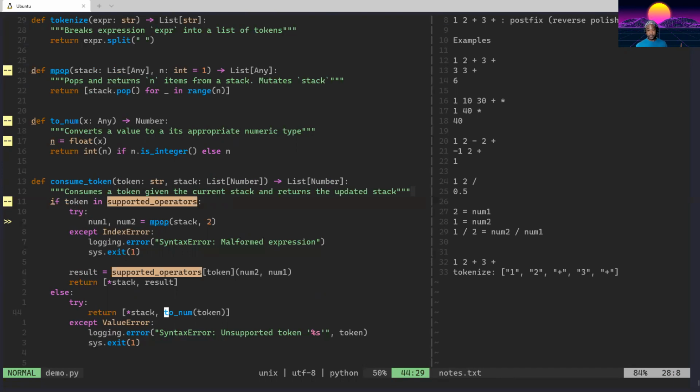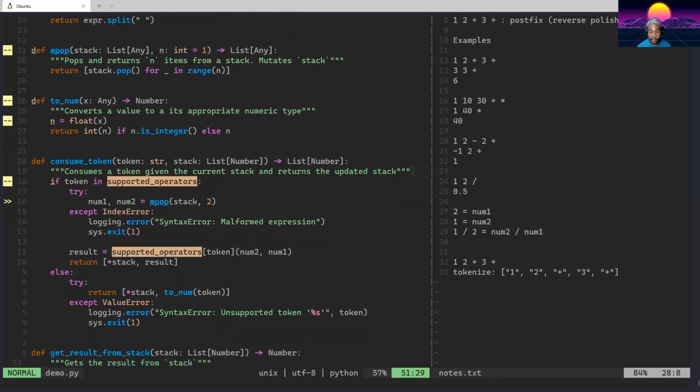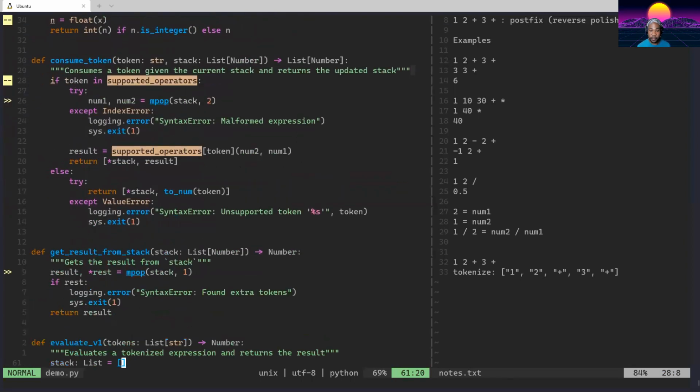Now, if this fails, let's say we had the modulo operator in our expression and we don't support it, then we would try to convert that to a number. That would fail, and we would get a syntax error here. Fine. And the other core function to this is the get result from stack.